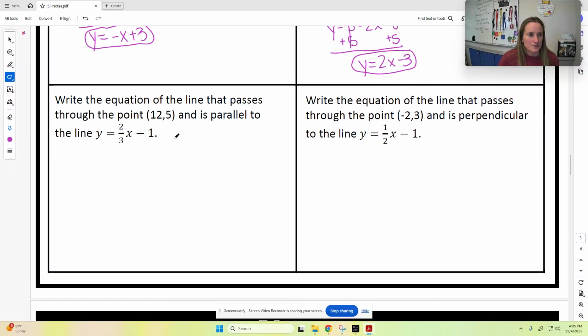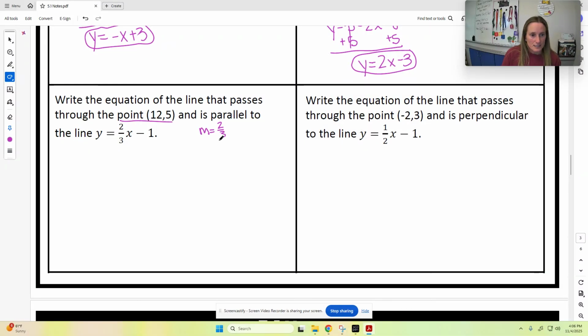Last 2 examples. This one says write the equation of the line that passes through the point 12, 5, so we have a point, and is parallel to the line y equals 2/3 x minus 1. So now we have to pull what we learned from lesson C. If I know that 2 lines are parallel, I know that they have the same slope. So I know that the line that I'm trying to write the equation for also has a slope of 2/3.